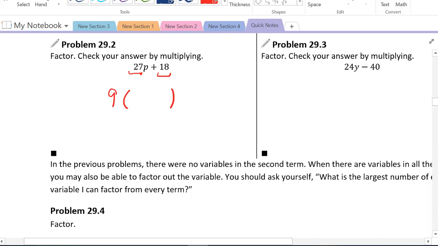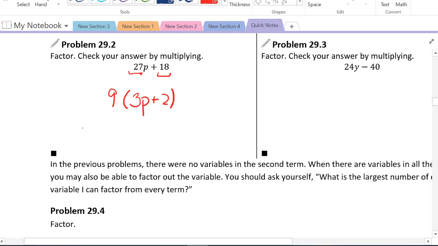So if I factor out a 9 from 27, what I'm really doing is I'm dividing, okay? So I'm dividing 27 by 9, and then what does that give us? That's going to give us a 3. And there's still a p there, right? We didn't touch the p, so still a p there. Plus, and then 9 goes into 18 twice. Okay, and that's how you factor the greatest common factor. Greatest common factor here is 9, and when you factor it out, you get 3p plus 2.